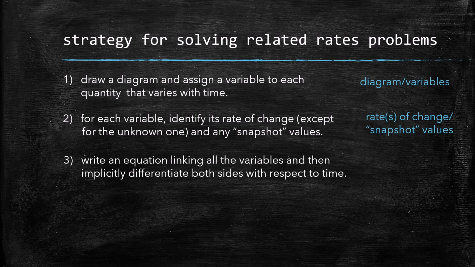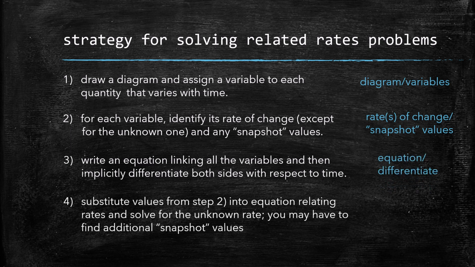Step 3 is to write an equation linking all the variables and then implicitly differentiate both sides with respect to time. That equation is easiest to write if you have your diagram from step 1 labeled with variables, not with actual specific snapshot values. That's the equation differentiate stage. And then step 4 is to substitute the values that you itemized in step 2 into the equation and solve for the unknown rate. It's possible that you may have to find additional snapshot values that were unknown in step 2, but you can wait on that to see if it's necessary until the very end. And so that step is substitute solve.